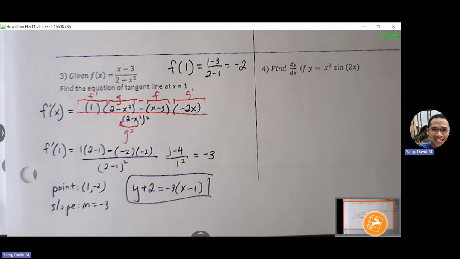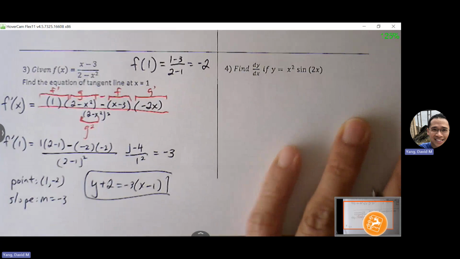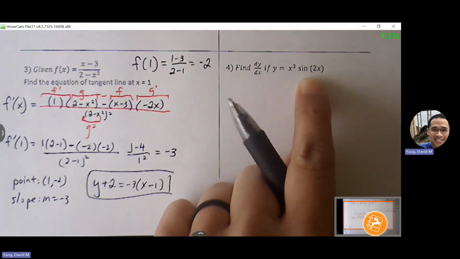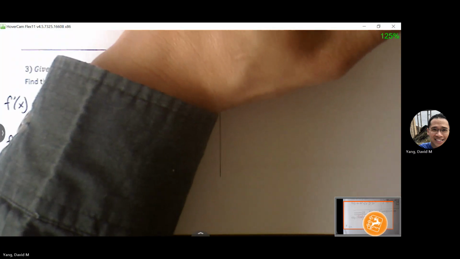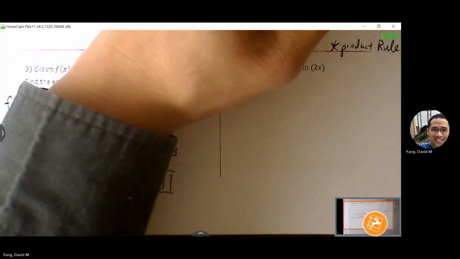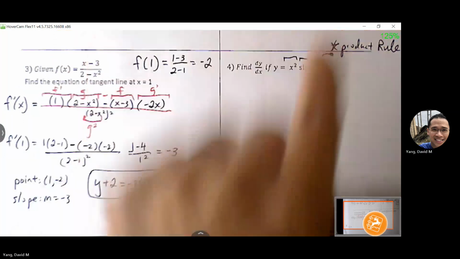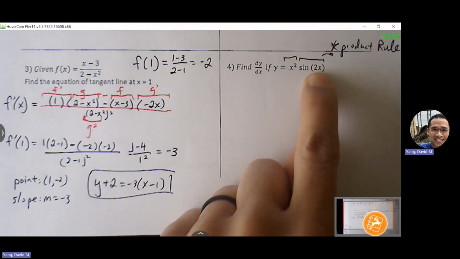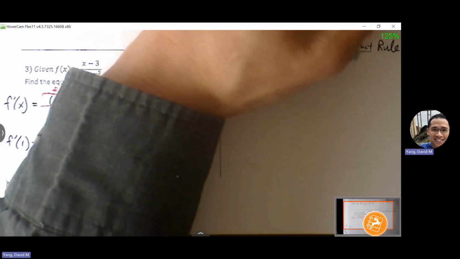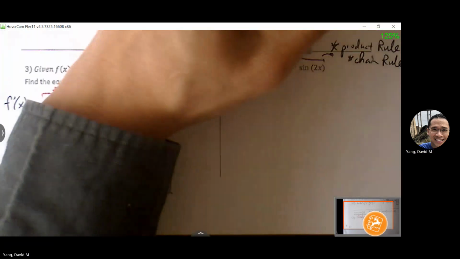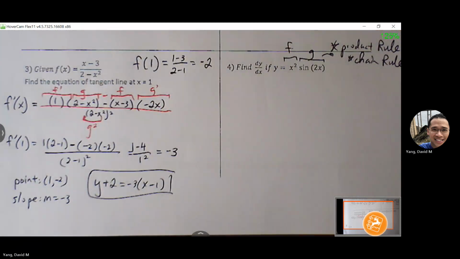Okay. Number 4, maybe we'll skip this for now, but can you identify what's involved here for the derivative, product rule? Yeah. And then a little bit of what? Within the sine 2x, the fact that it's cosine u times u prime, that makes it a little bit of a chain rule. It's not a major one, but a little bit of chain rule there. Okay, let's skip that for now. Page 6.